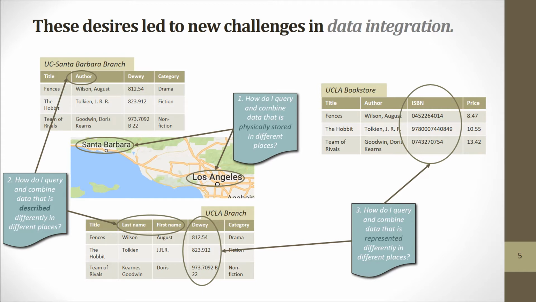For example, suppose we had 3 locations that contained information about books: the UC Santa Barbara Library, the UCLA Library, and the UCLA Bookstore. The first challenge in data integration is physical. If the data is stored at different locations, what is the optimal way to combine it?